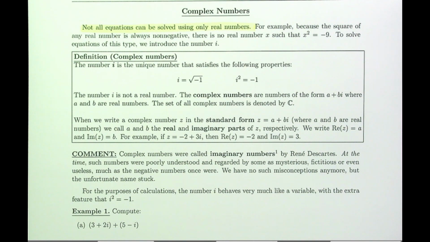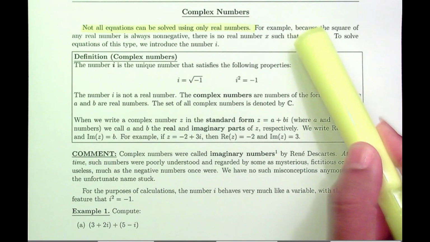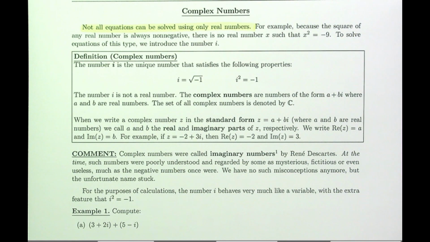So, for example, because the square of any real number is always non-negative, meaning it is never negative, there is no real number x such that when you square it, you get -9, right? It is impossible to find a real number x such that when you square it, you get -9, or any negative number for that matter. So to solve this type of equation, we introduce the number i.